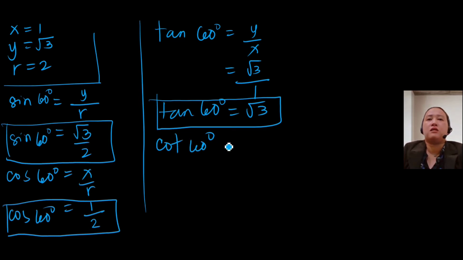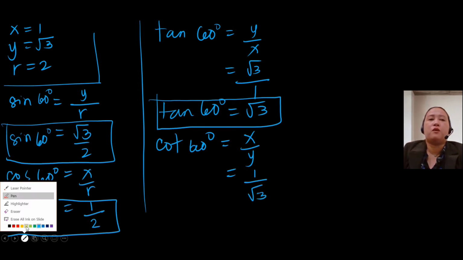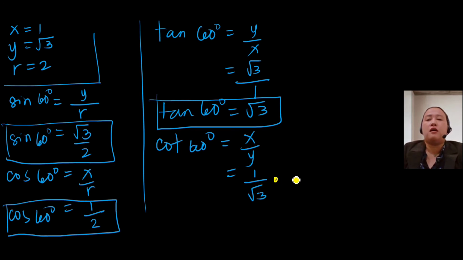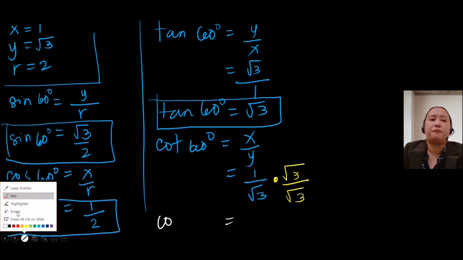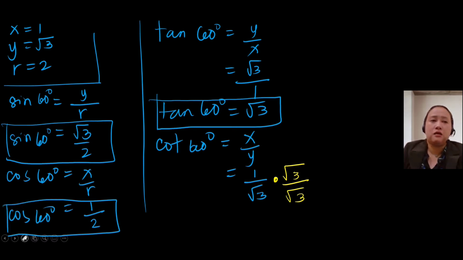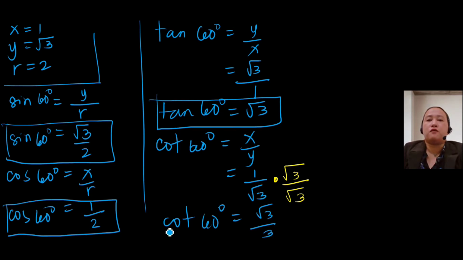Next, cotangent of 60 degrees equals x over y. X is 1 and y is square root of 3. As you can see, we have here a fraction in which the denominator has radicals, so we're going to rationalize this. So the cotangent of 60 degrees equals square root of 3 over 3.